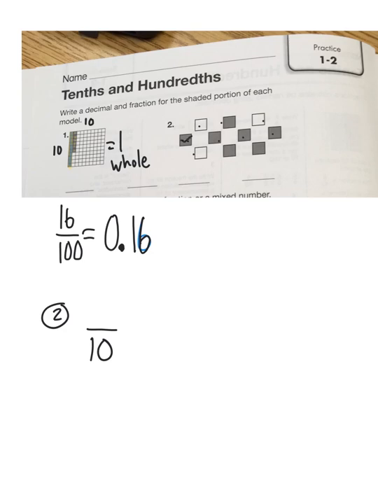And how many are shaded? 1, 2, 3, 4, 5, 6, 7. 7/10. And how will we write that as a decimal? I don't have one whole, so I need to put a 0 and then a decimal point, and I have 7/10.